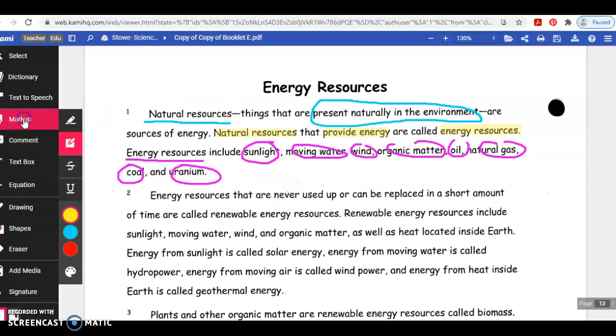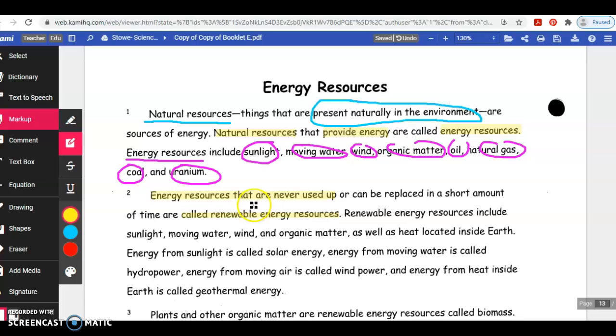Taking your highlighter once again, I want you to highlight the following items. So, energy resources that are never used up. Okay, right there, they can be highlighted and they are called renewable energy resources.